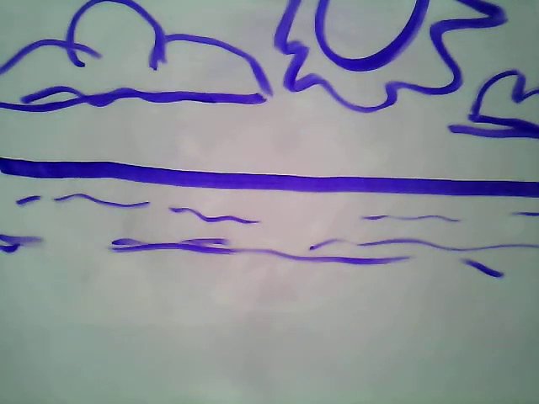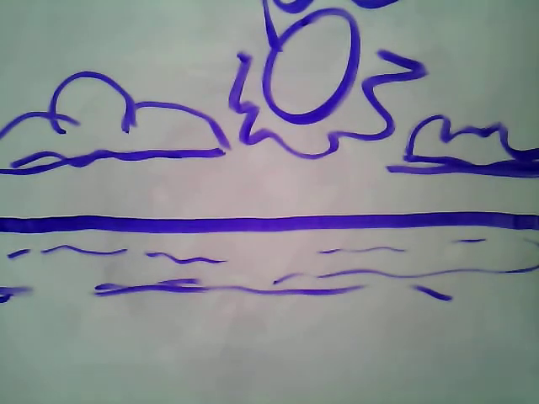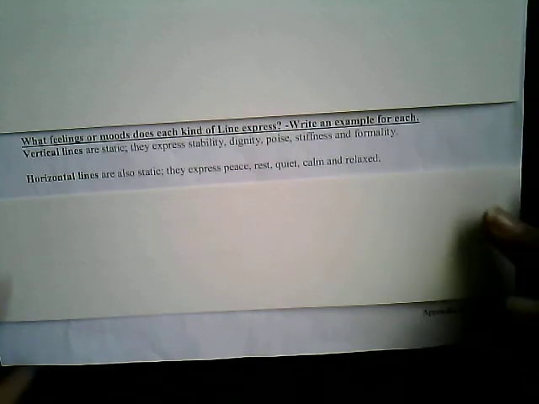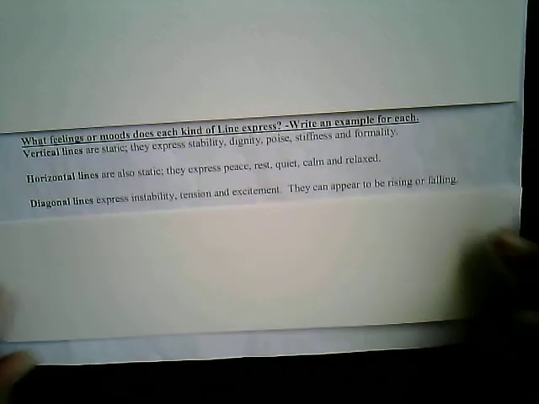Which creates a peaceful scenery, right? So this horizontal line is actually called the horizon because it's a horizontal line. Okay, now let's move to the next one, which is diagonal lines.